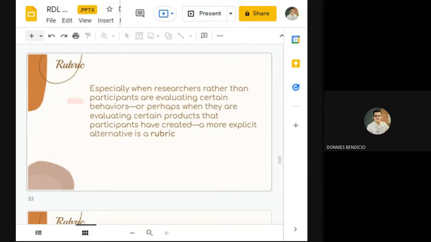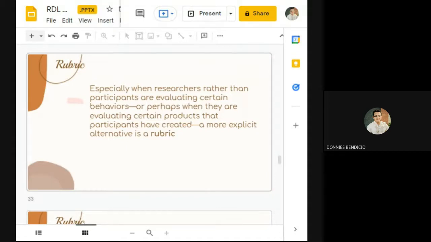So especially when researchers rather than participants are evaluating certain behaviors, we use rubric. Or perhaps when they are evaluating certain products that participants have created, a more explicit alternative is a rubric. Okay, so ito yung ginagamit halimbawa ng mga teachers ninyo in order for them to grade your recitation.